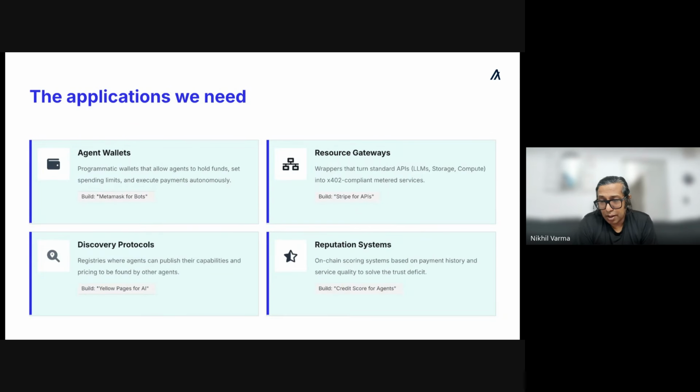Now, of course, Marco had highlighted quite a few interesting things. This is just a broad set of categories that I have put together that would be very interesting. I'm talking about applications that we need, not we as Algorand, but what is needed in this system to help agentic commerce. So agentic wallets, to facilitate bots doing transactions. How can they make payments? Resource gateways, something like a Stripe for APIs, turning standard services into metered x402-compliant offerings. You could have discovery protocols.